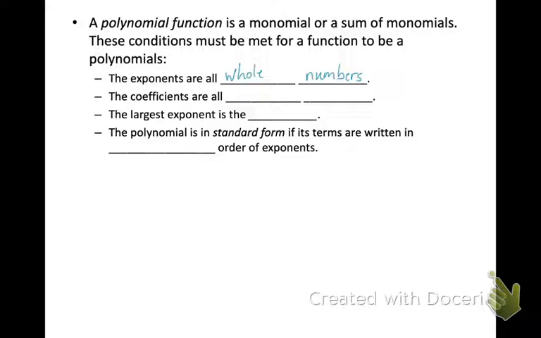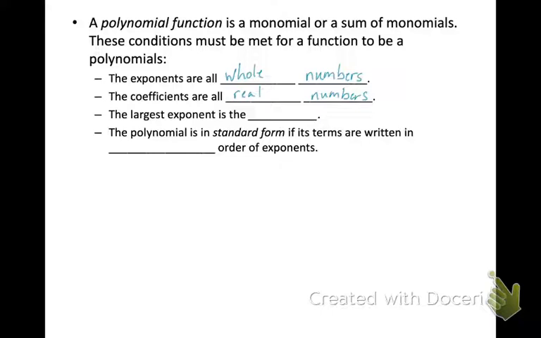The second condition is that the coefficients are all real numbers. Now this includes a lot of strange numbers. It includes square roots, it includes irrationals like pi, but what it doesn't include are imaginary numbers, ones with the i term. Now a couple other characteristics about polynomial functions.